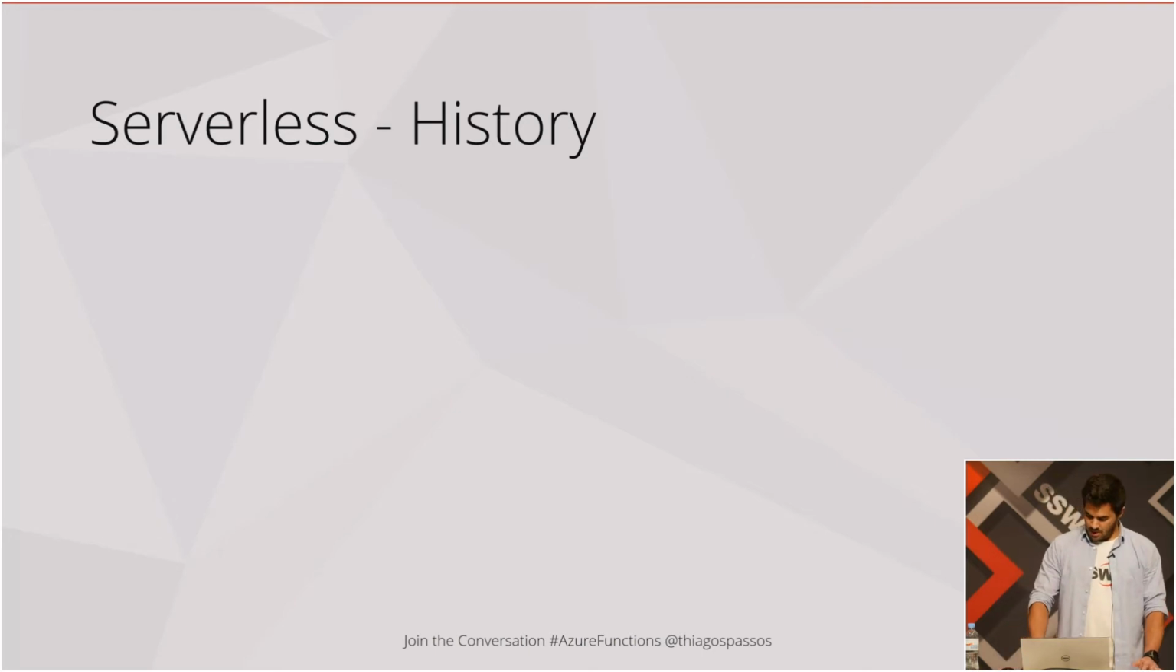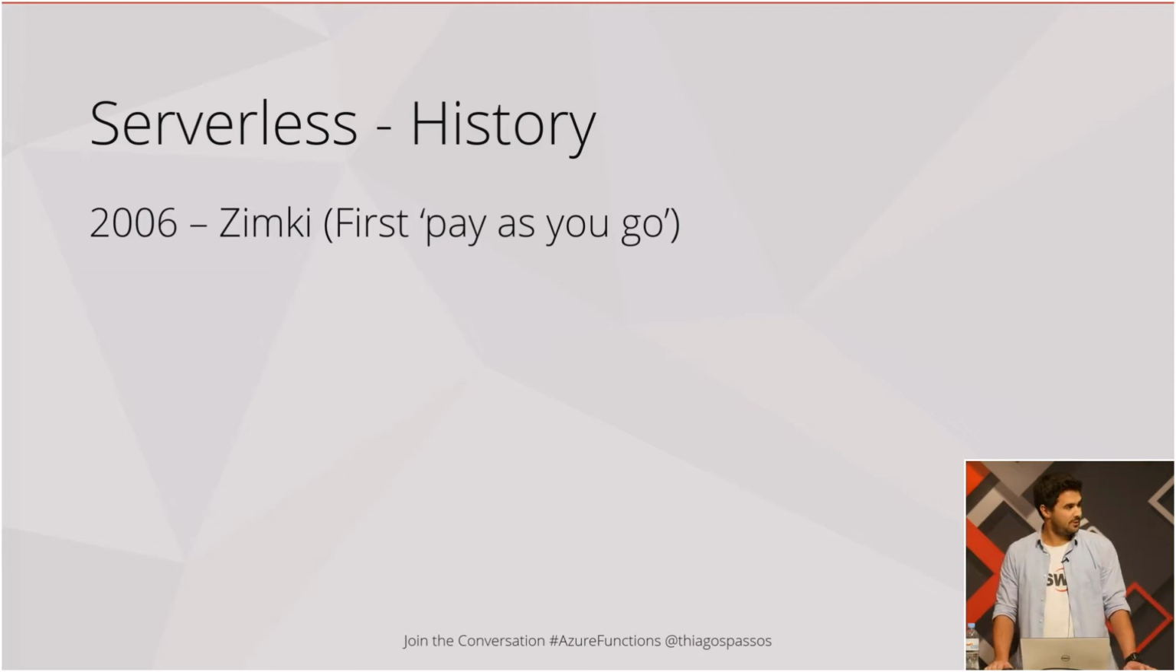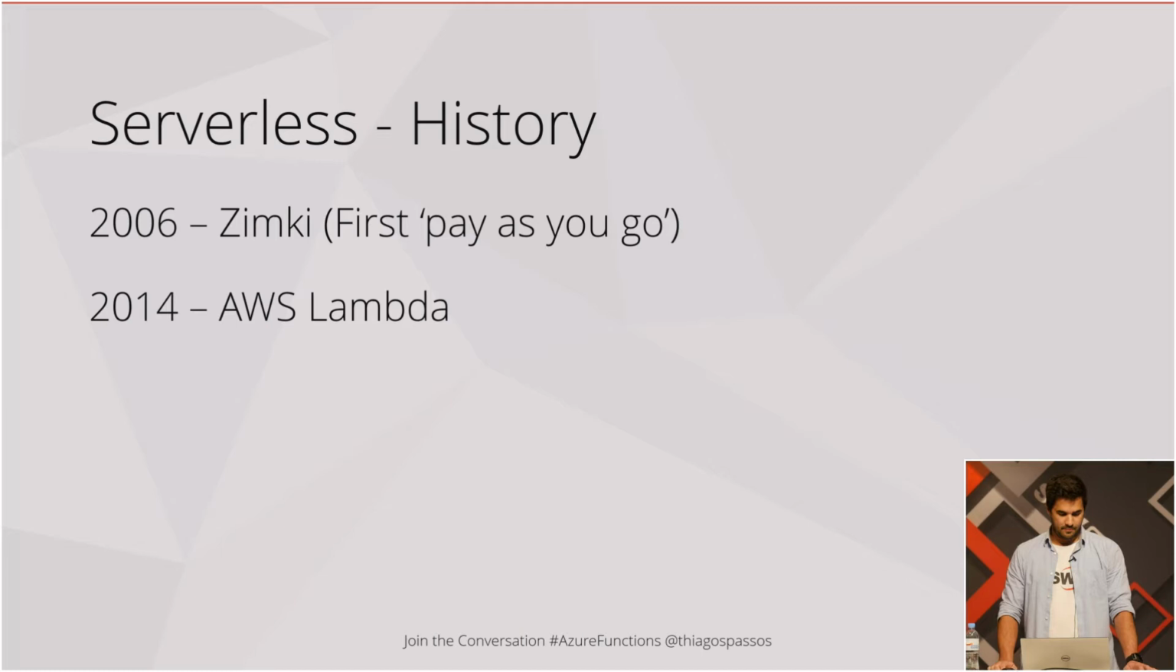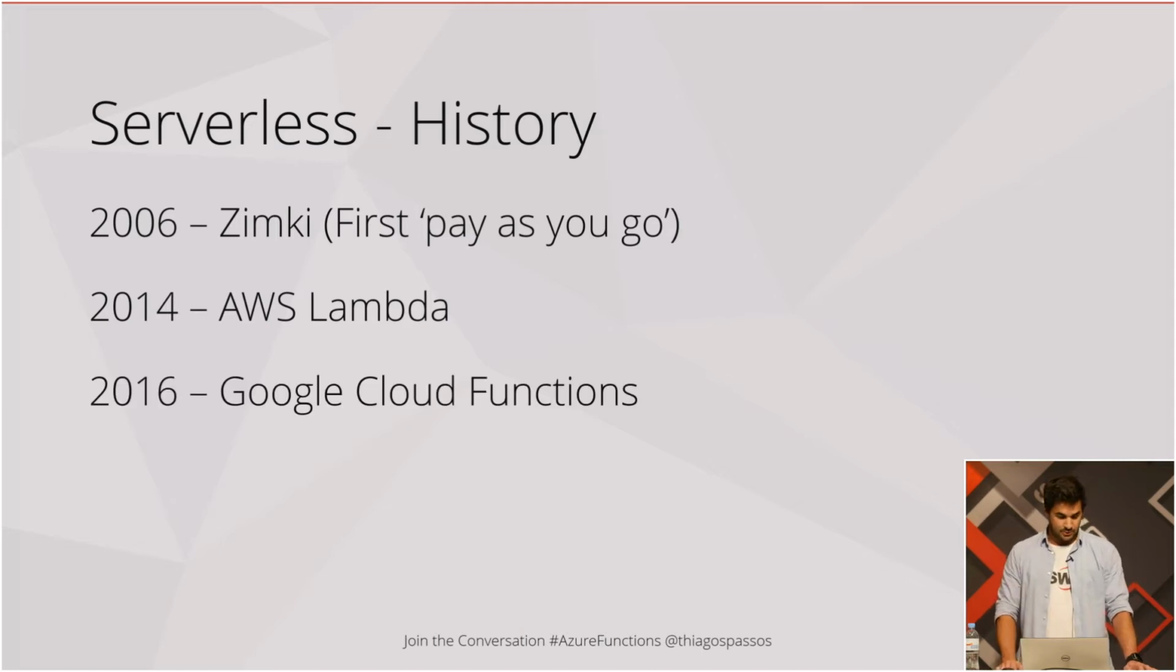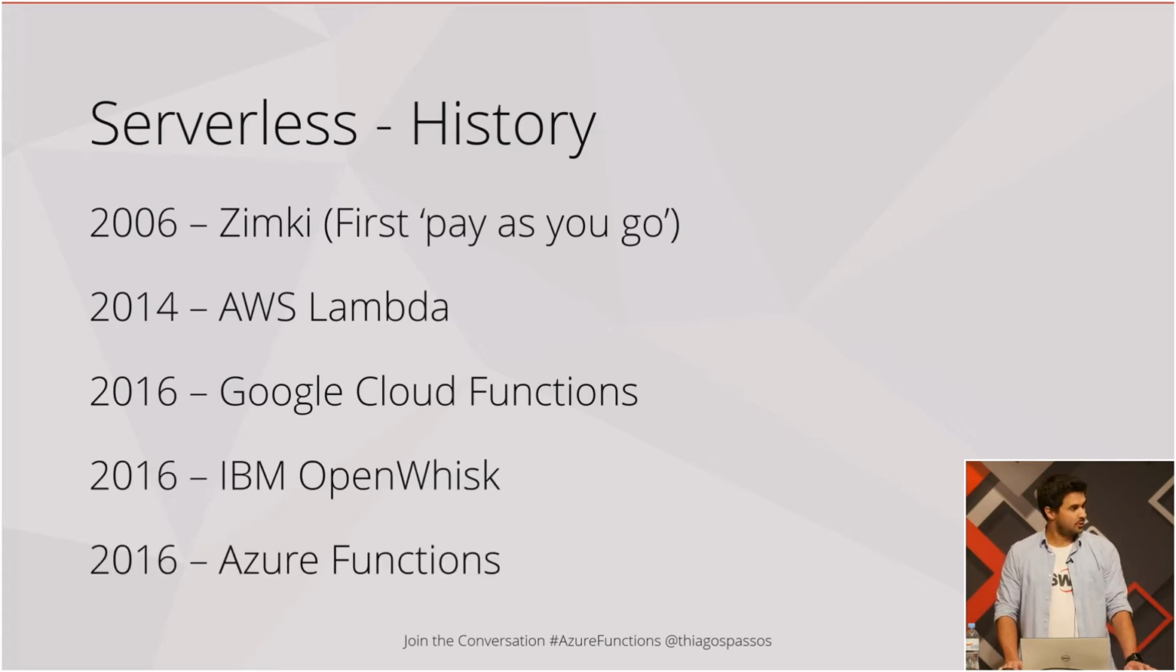Yep. All right, so a bit of history. In 2006, Zimki was the first pay-as-you-go service. Then came AWS with Lambda in 2014. And in 2016, Google came with Cloud Functions, IBM with OpenWhisk, and Microsoft with Azure Functions.